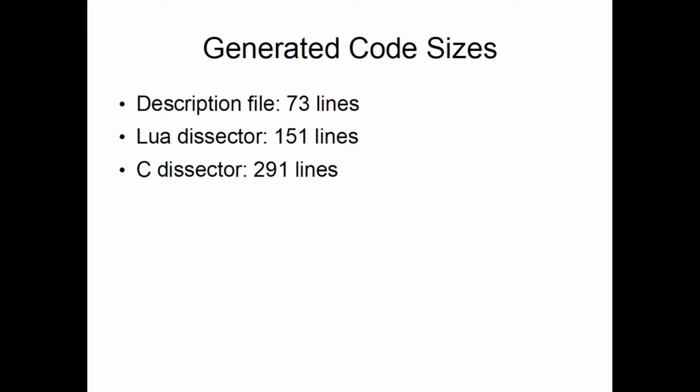Okay, now, what about generated code sizes? The description that I showed you was 73 lines of description for Graham's protocol. That would increase if I went through and added more error checking. It would probably grow by another 30 lines or something like that, so it would grow to about maybe 100 lines with all the additional error checking in there. The Lua dissector was 151 lines or thereabouts, and the C dissector that was generated was 291 lines.